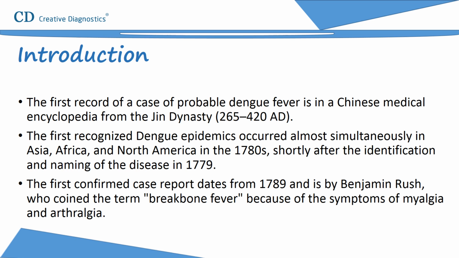The first recognized dengue epidemics occurred almost simultaneously in Asia, Africa, and North America in the 1780s, shortly after the identification and naming of the disease in 1779. The first confirmed case report dates from 1789 and is by Benjamin Rush, who coined the term breakbone fever because of the symptoms of myalgia and arthralgia.